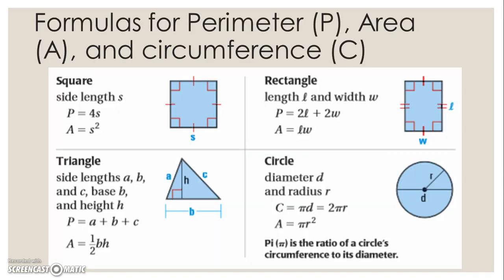The formulas for perimeter, area, and circumference. Square, perimeter is 4s, area is s squared. Rectangle, it's 2l plus 2w. Area is L times W, length times width. Triangle, the perimeter is just a plus b plus c, you just add up all the sides. Area is 1/2 base times height. And on a circle, circumference is pi times diameter, or 2 pi times radius. And the area is pi times radius squared.